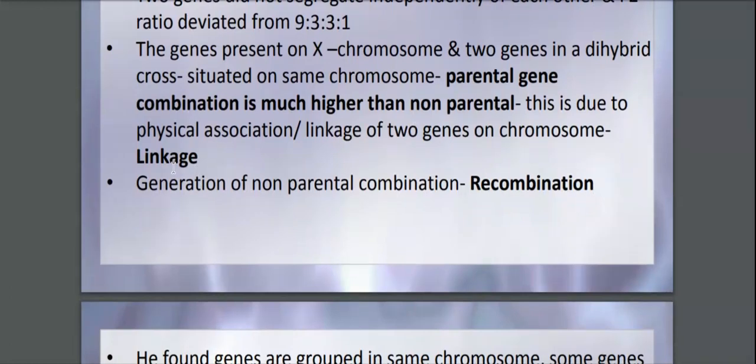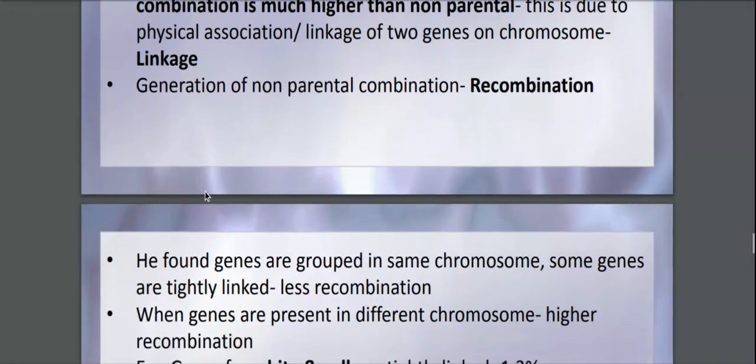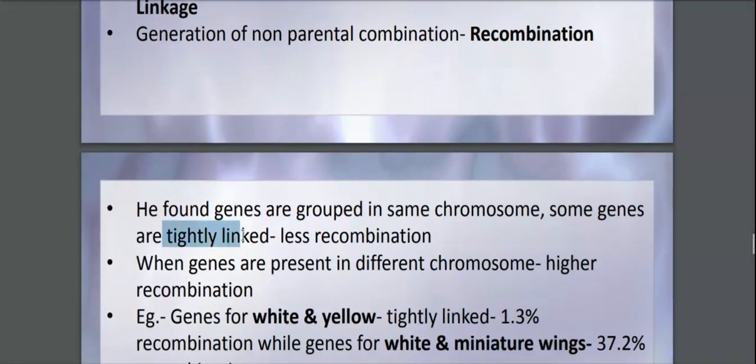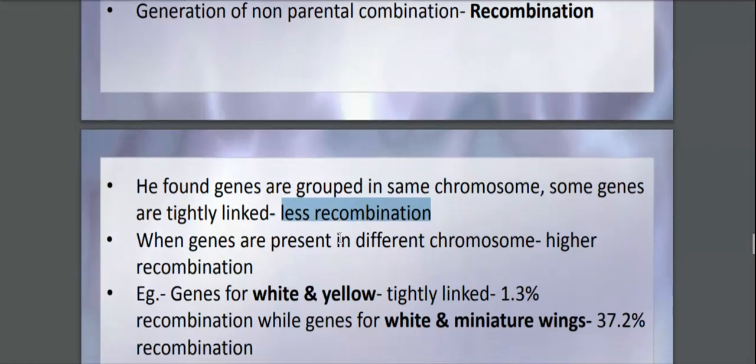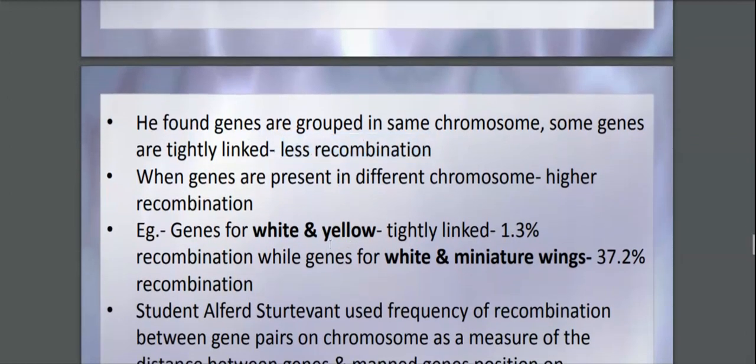Now, again, in linkage, there can be tight linkage and loose linkage. If the genes are very tightly linked, then they will resist the urge to recombine, and therefore there will be less recombination. But if they are loosely linked genes on the same chromosome, then they will show more possibilities of recombining. This is to be kept in mind: tight linkage, less recombination; loose linkage, more recombination.